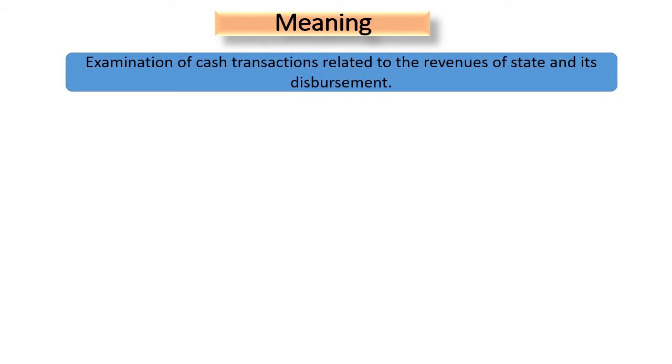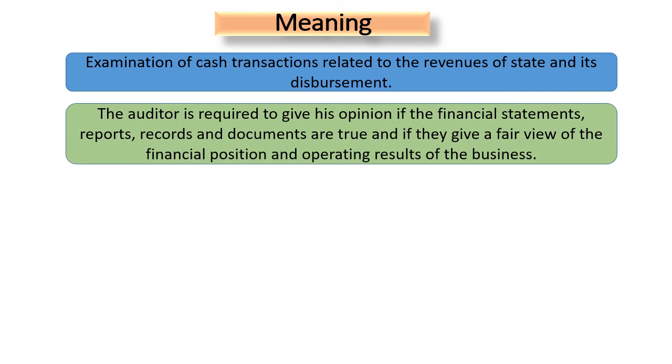What is meant by auditing first? It is nothing but the examination of cash transactions related to the revenues of the state and its disbursement. It also has the meaning for which the auditor is required to give his opinion if the financial statements, reports, records and documents are true and if they give a fair view of the financial position and operating results of the business.